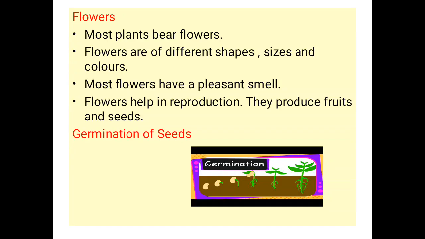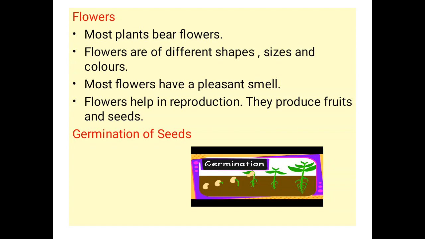The next part of a plant which we are going to discuss is flowers. Most plants bear flowers. Flowers can be of different shapes, sizes and colors. Most of the flowers have a pleasant smell. Flowers mainly help in reproduction. That is, they produce fruits and seeds.